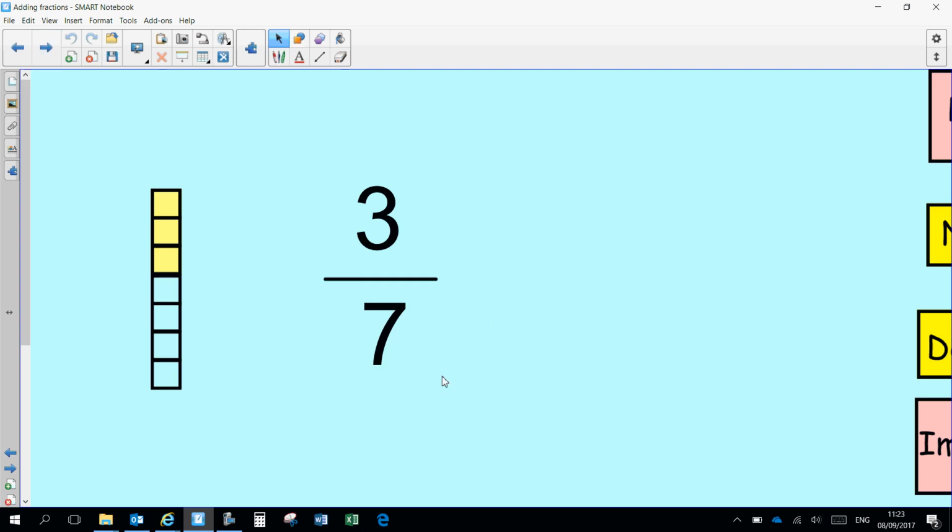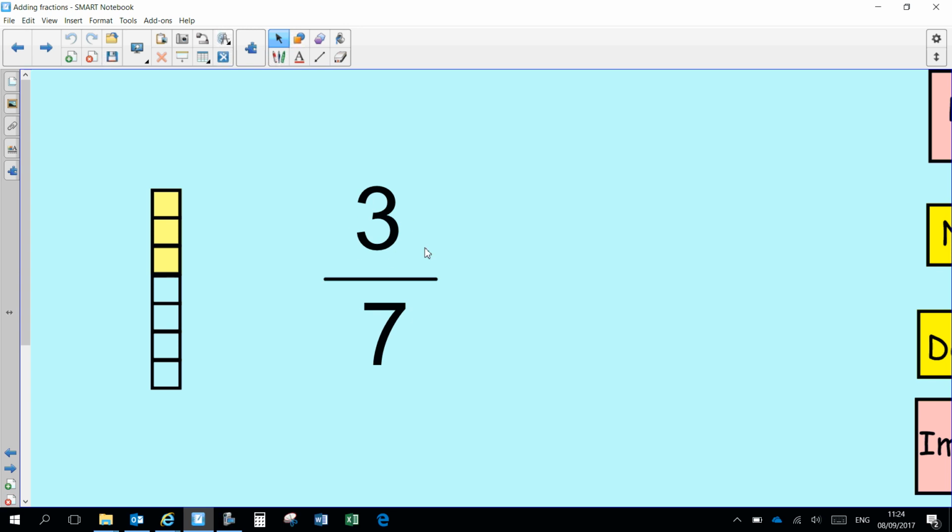Now then, let's look at fractions to start with. Here we have a typical fraction, 3 over 7 or 3 sevenths. What I've done here is actually show you a pictorial view, if you like. So we're actually looking at 3 parts, 1, 2, 3, shaded in yellow, of 7. So 3 parts of 7 squares, and that's all a fraction is.